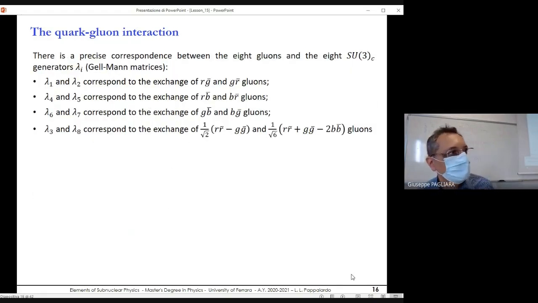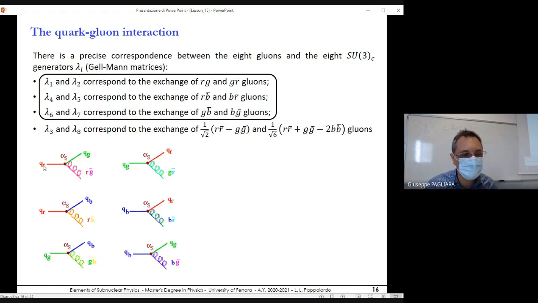Now, the important point is that there is a precise correspondence between the 8 gluons and the 8 generators, so the 8 lambda matrices. And the correspondence is given here. So lambda 1 and lambda 2 correspond to exchange of red anti-green or green anti-red gluons. Lambda 4, lambda 5 correspond to exchange of red anti-blue, blue anti-red gluons. Lambda 6, lambda 7: green anti-blue, blue anti-green, and lambda 3, lambda 8 to these more complicated combinations. So there is essentially a one-to-one correspondence between the SU3 generator and the color of the gluon that you're exchanging. This you can also visualize here. So in the first example, we have a red quark that radiates a red anti-green gluon and goes into a green quark. Or another example, a blue quark goes into a green quark by exchanging a blue anti-green gluon, etc.